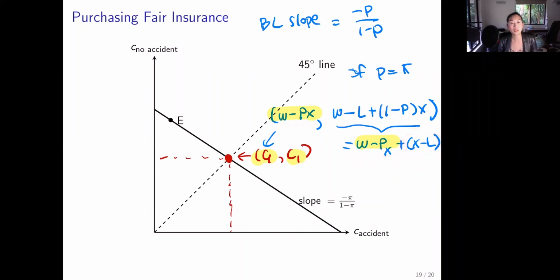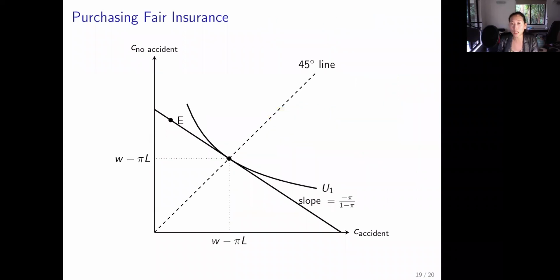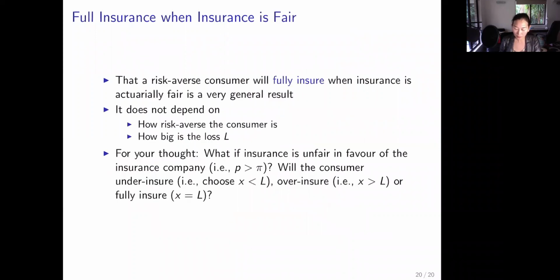That is the point. So when purchasing fair insurance, you see that MRS is equal to the budget line slope, then she will choose this, and that implies that X must be equal to L. W minus pi L, W minus pi L. So X must be equal to L, fully insured.